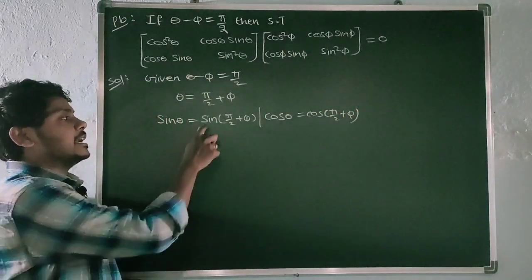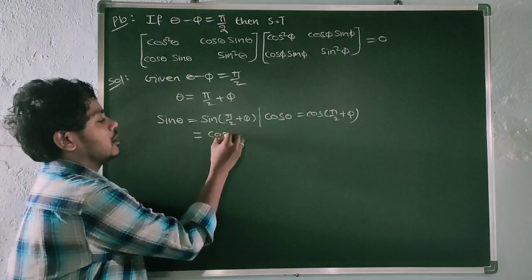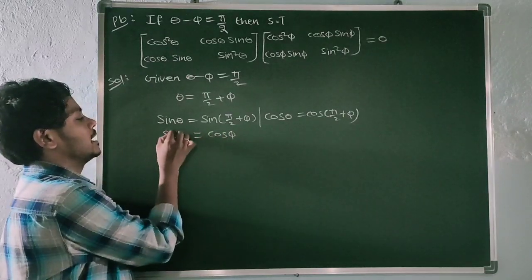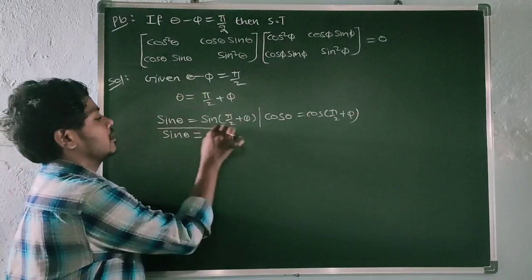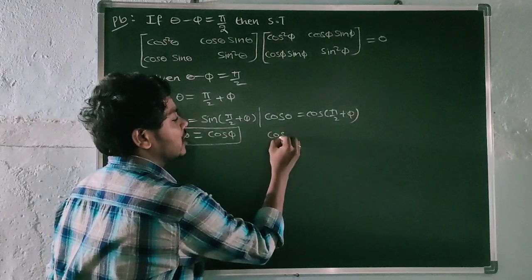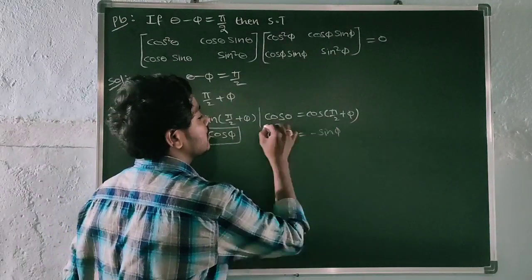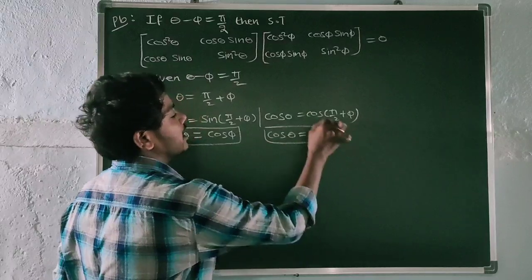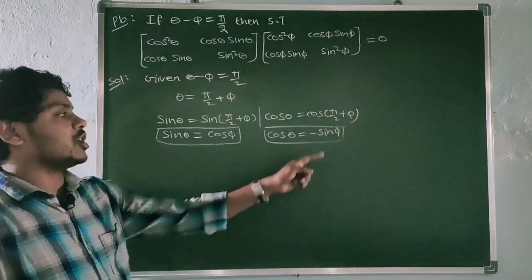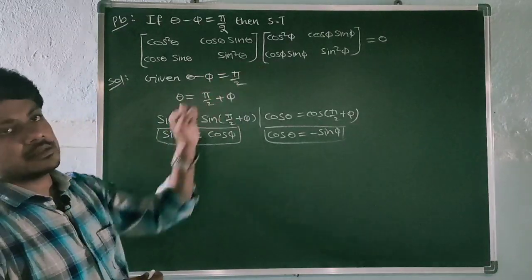So clearly sine of 90 plus theta. So this is what? Sin theta value is cos phi, and here cos theta value is minus sin phi. So here cos of 90 plus phi is what? Minus sin phi.